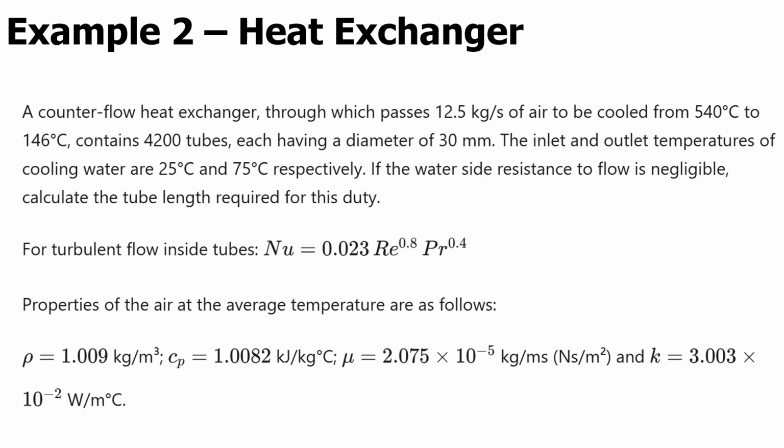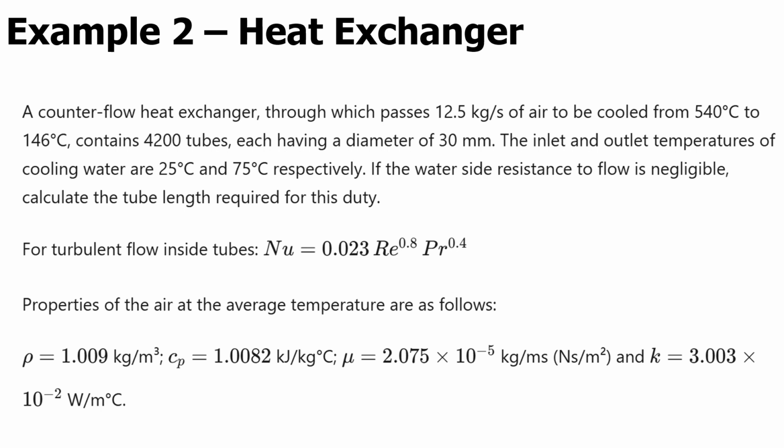We have a counterflow heat exchanger that cools 12.5 kilograms per second of air from 540 degrees Celsius to 146 degrees Celsius. This heat exchanger contains 4,200 tubes, each with a diameter of 30 millimeters. The cooling water enters at 25 degrees Celsius and exits at 75 degrees Celsius. If the water side resistance to flow is negligible, our objective is to calculate the tube length required for this duty. We are given a correlation for turbulent flow inside tubes.